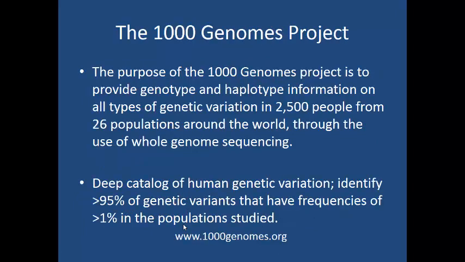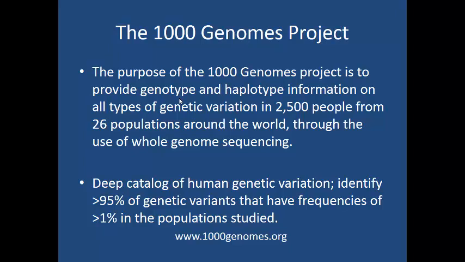And this has been taken even a step further with the 1000 Genomes project. And the purpose of this project is to provide genotype and haplotype information on all types of genetic variation in 2,500 people from 26 populations around the world through the use of whole genome sequencing. And the goal here is to provide a deep catalog of human genetic variation and to identify greater than 95% of genetic variants that have frequencies of greater than 1% in the population studied.